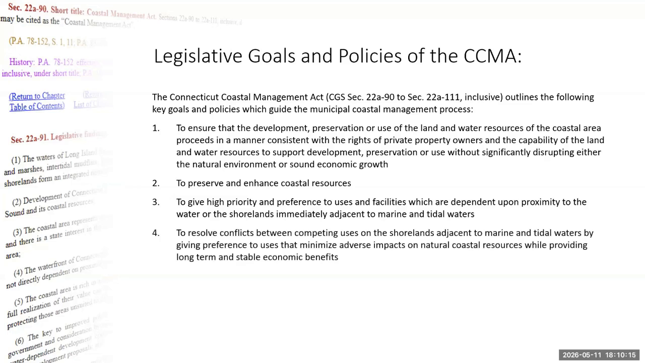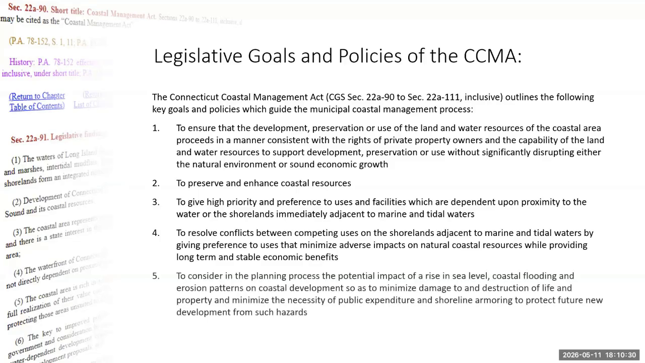To resolve conflicts between competing uses on the shorelands adjacent to marine and tidal waters by giving preference to uses that minimize adverse impacts on coastal resources and also provide long-term stability and economic benefits. To consider in the planning process the potential impact of sea level rise, coastal flooding, and erosion patterns on coastal development to minimize damage to and destruction of life and property, and minimize the necessity of public expenditure and shoreline armoring to protect future development.